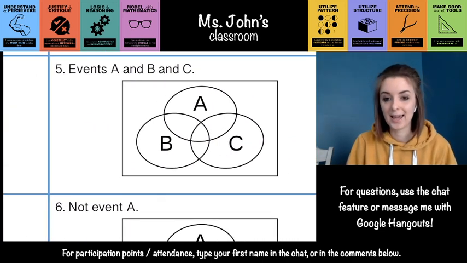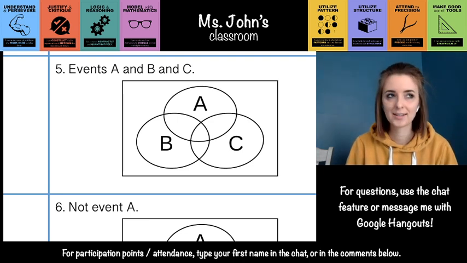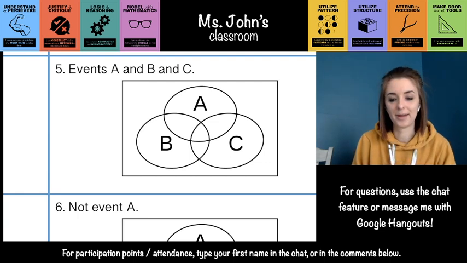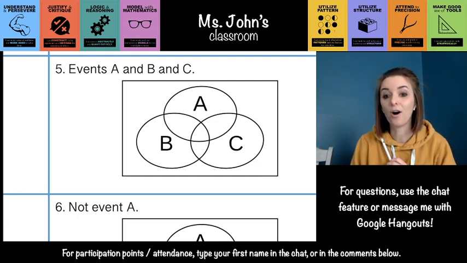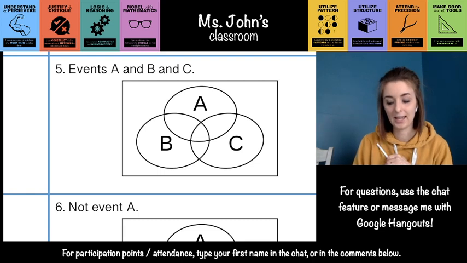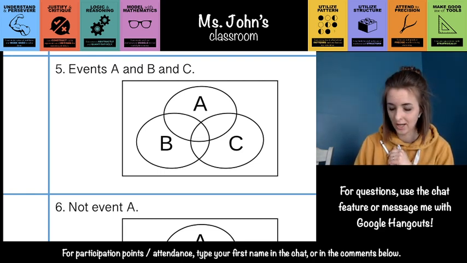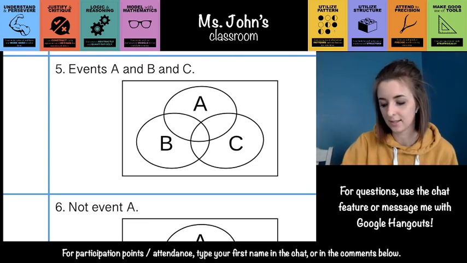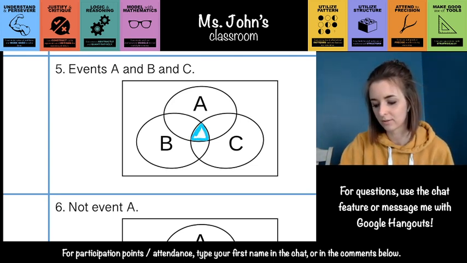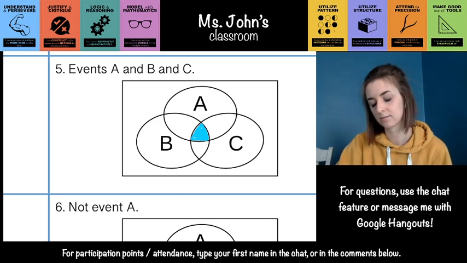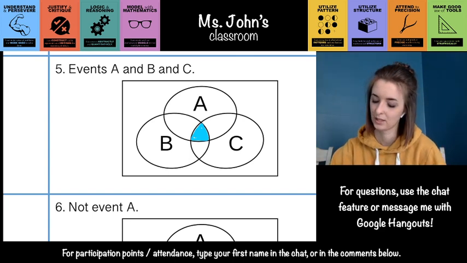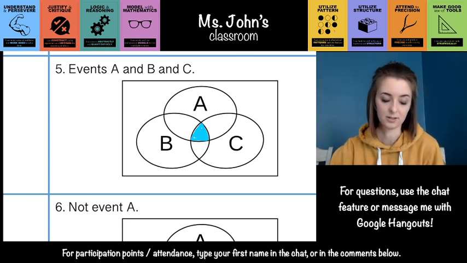Events A and B and C. Remember, and is restrictive, right? So and means that both of them have to happen. And in this case, all of them have to happen, right? A and B and C has to occur. None of just pairs of two or one is good, right? Which means that the only thing we're highlighting in this case is just this middle, like triangle shape, because that's where all three events are happening.